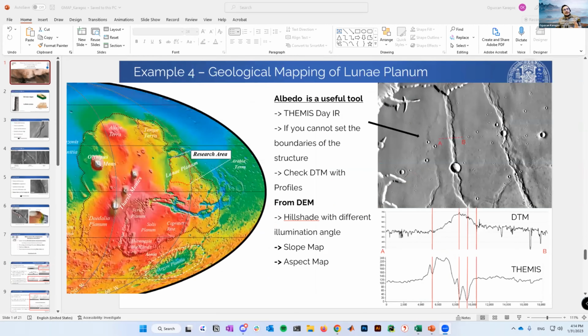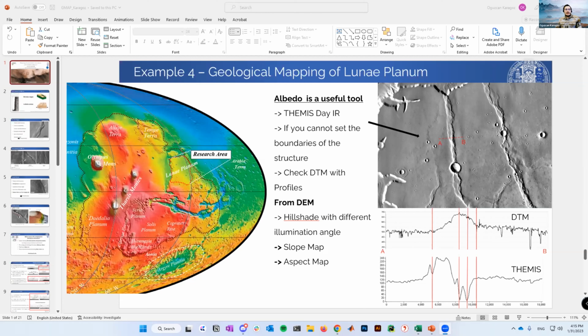Okay, another topic is geological mapping. Geological mapping is also really crucial and the main goal of this talk today. It can be done for different aims, especially if you are dealing with tectonics. You can create tectonic stratigraphic maps, chronological stratigraphic maps, etc., like the pure geological map. In this case, if you are dealing with wrinkle ridges or lobate scarps, always consider the albedo.